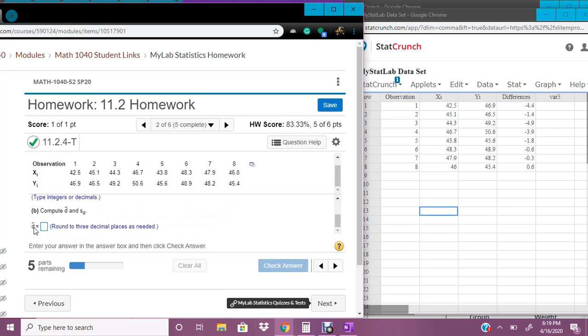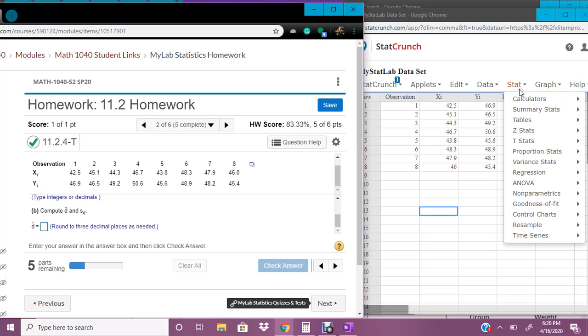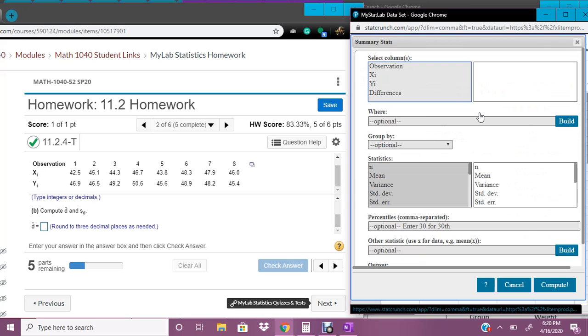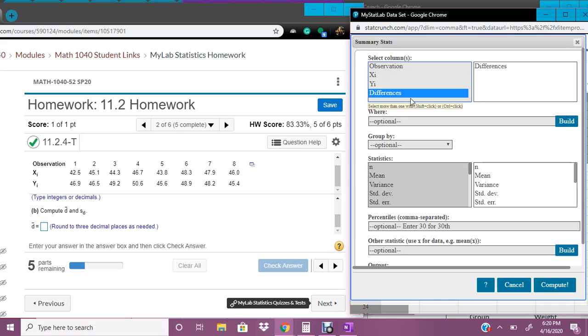Okay, now this differences with a bar on top. So if we remember that sample mean is represented with an X bar, think of it that way. It's the mean of these differences. And so what we're going to do is, this is from our first test, we're going to go into Stat, Summary Stats, Columns, and we're going to click on the differences column. And we're looking for the mean and the standard deviation.